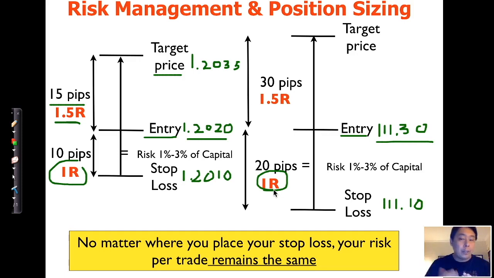So when I size my position, in this case, I would buy a different number of contracts from the other one. This one, my contract size will be bigger. This one, my contract size will be smaller in order to maintain the same risk of my capital. If I'm risking 20 pips, my target price must be 1.5R above the entry. 1.5 times 20 is 30 pips, so the target price is 111.60. There you go. No matter where you place your stop loss, your risk per trade remains the same, and your target price is always 1.5 times your risk.